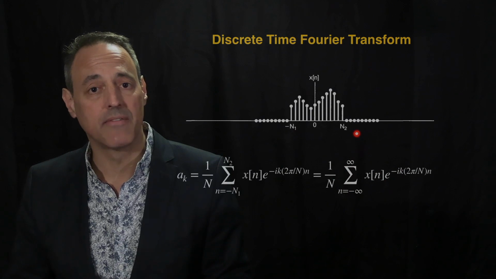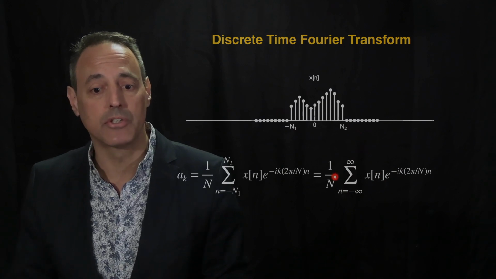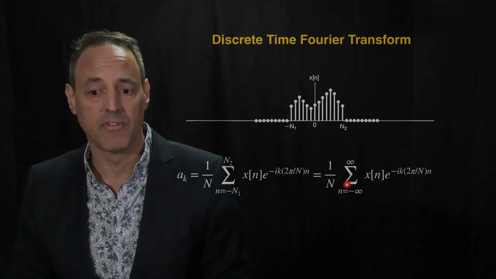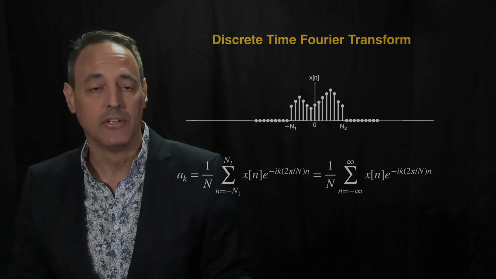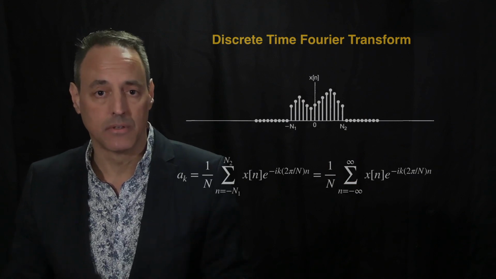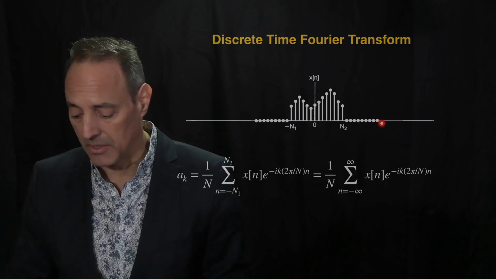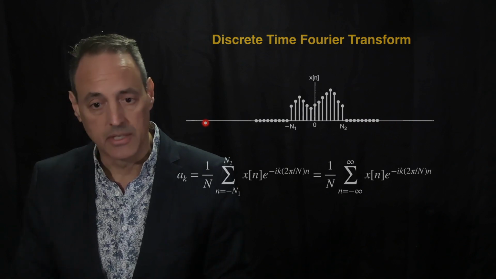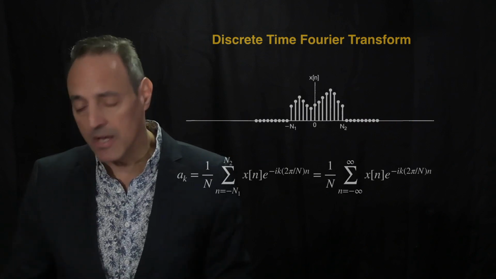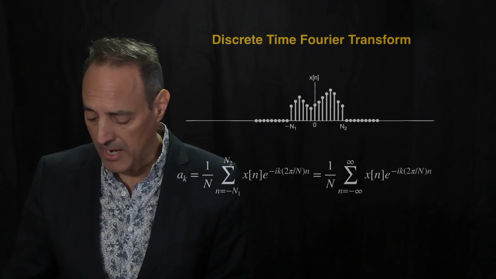And of course, the x of n only has a finite number of points. So when I go from negative infinity to infinity, I haven't actually added anything to the A of k's, okay? Because all the signal is 0 out here and 0 out here. So this is my representation for the A of k.